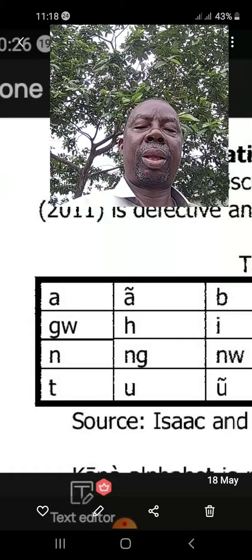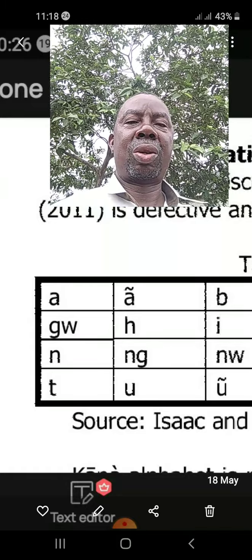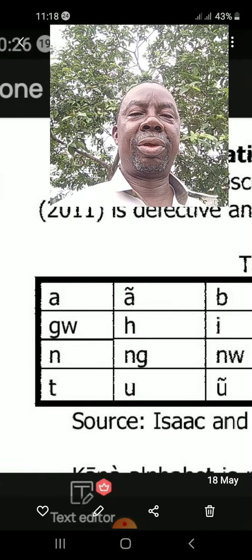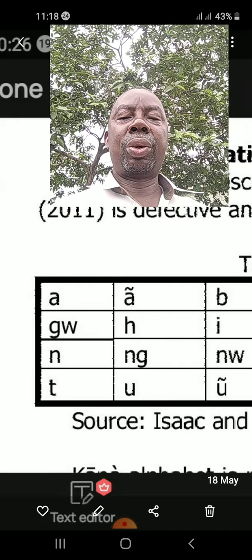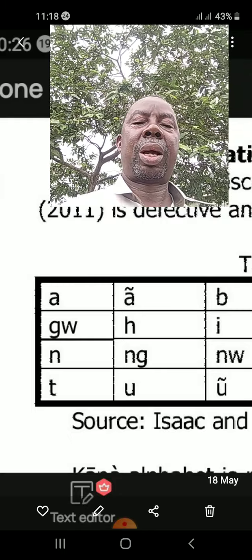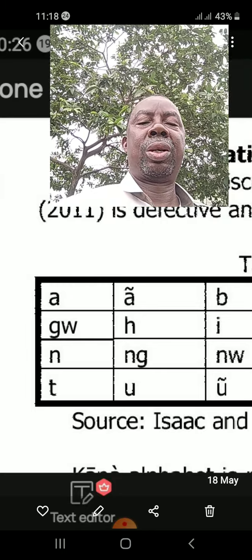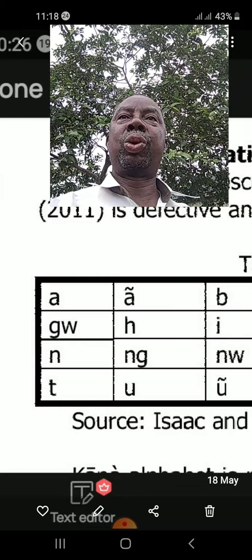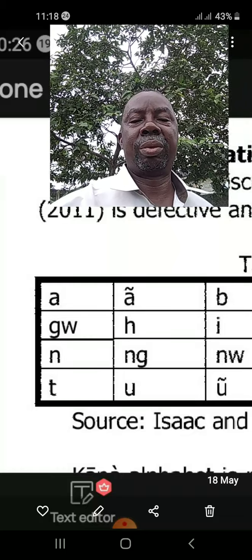To me, this set of letters is defective. It is wrong. Now, you cannot have A here, and you have another A with a tilde here, with the nasal feature, and then you classify these two as two letters in a language. It is wrong. It is not found as well.